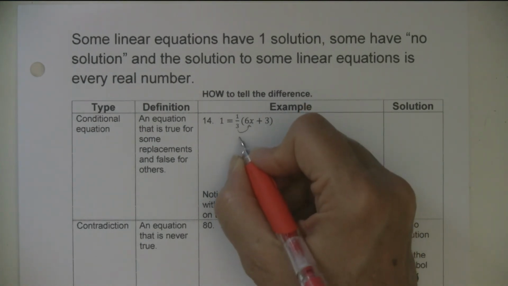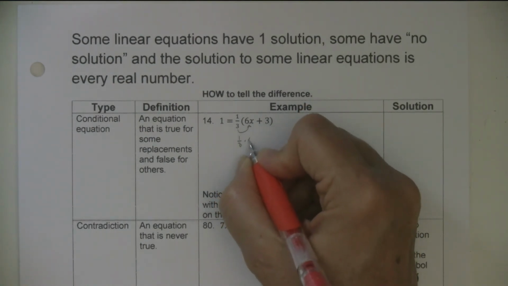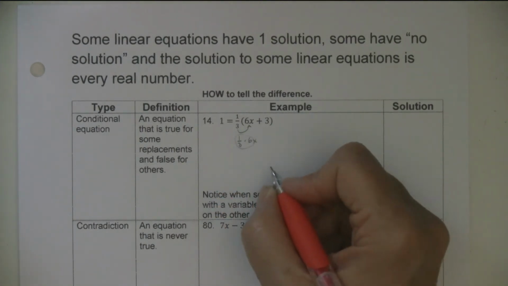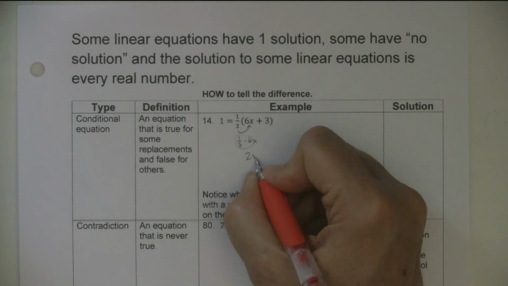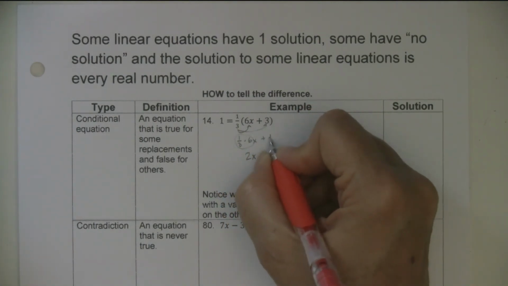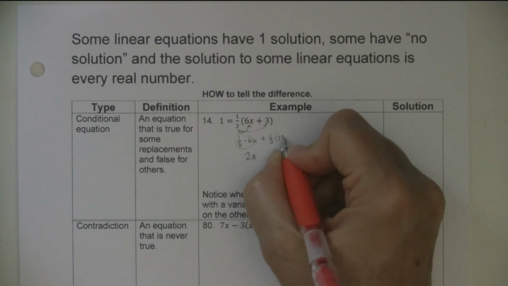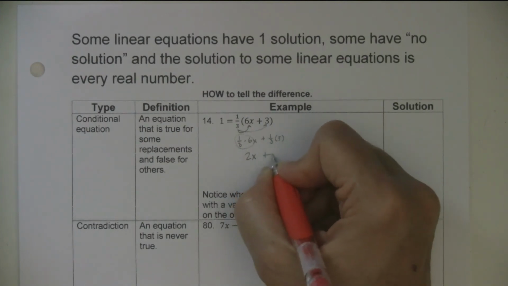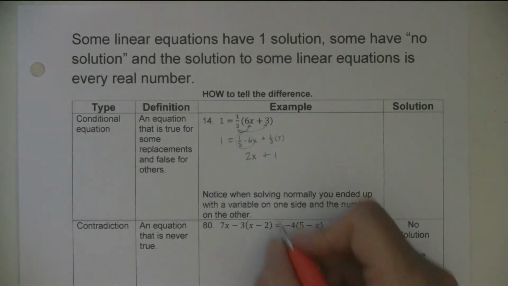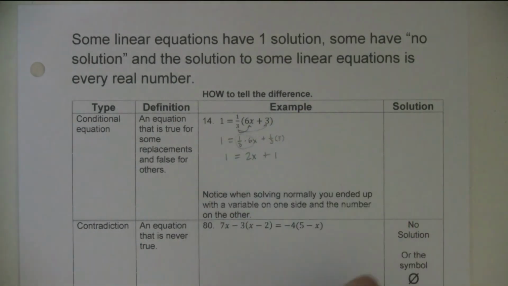So 1/3 times 6x, right? And I'm really physically doing 1/3 of 6. Well, 1/3 of 6 is 2x. And 1/3, right, of 3, 1/3 of 3 is 1. And you can use your calculator. And on the other side, I had 1. On the other side, I had 1.